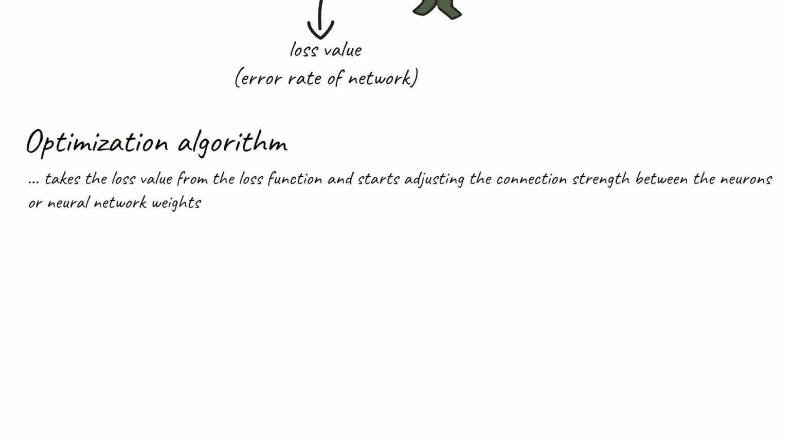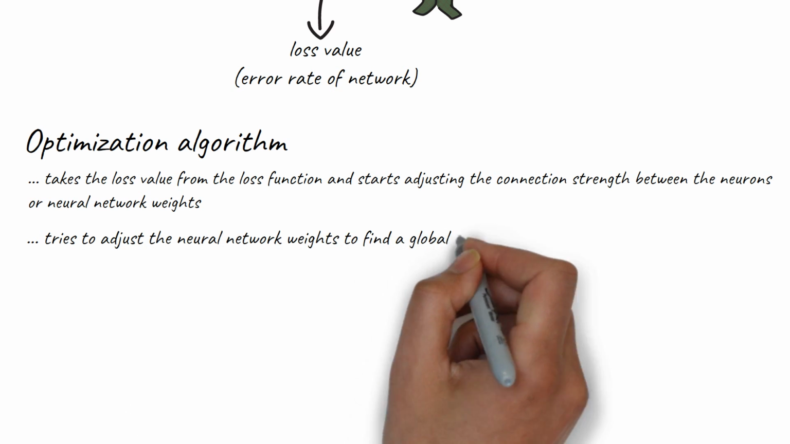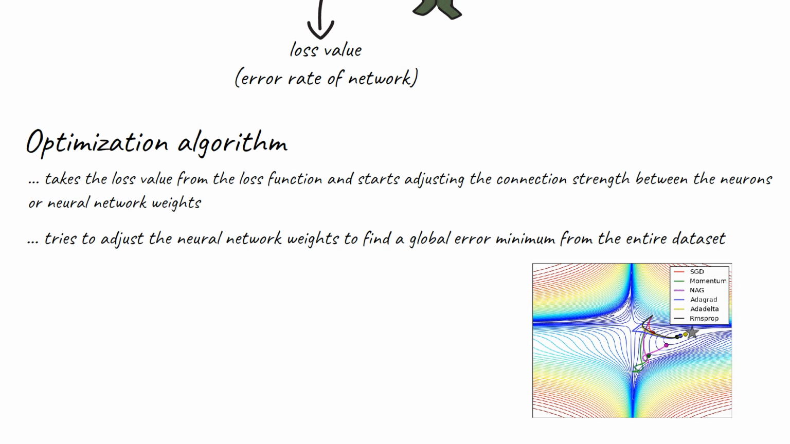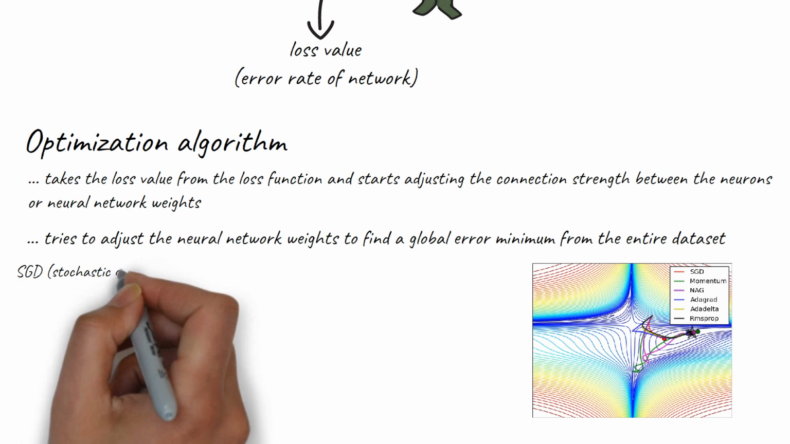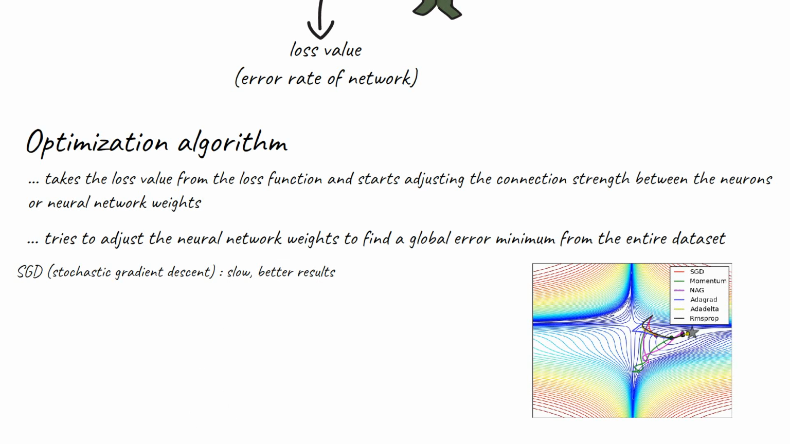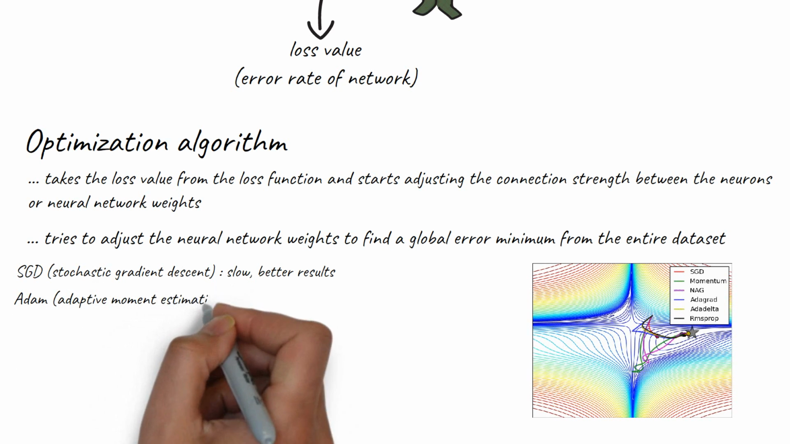The loss value is smaller in the case of the same input. In other words, it tries to adjust the neural network weights to find a global error minimum from the entire dataset. The animation shows a comparison between the most well-known optimization algorithms and their speed and ability to find the global error minimum. The SGD, stochastic gradient descent optimization algorithm, is slower compared to other algorithms, but it usually has better results. The opposite of SGD is the ADAM algorithm, which adapts the learning rate.